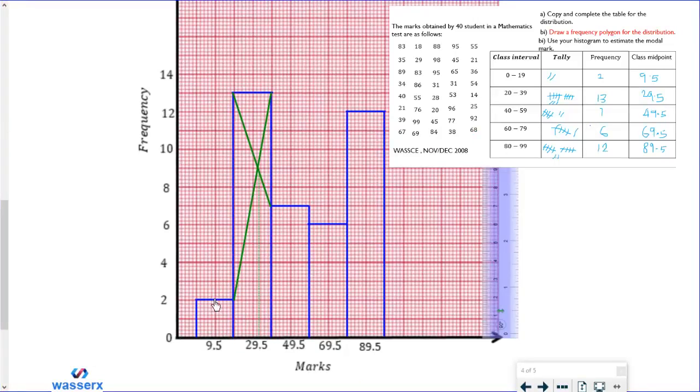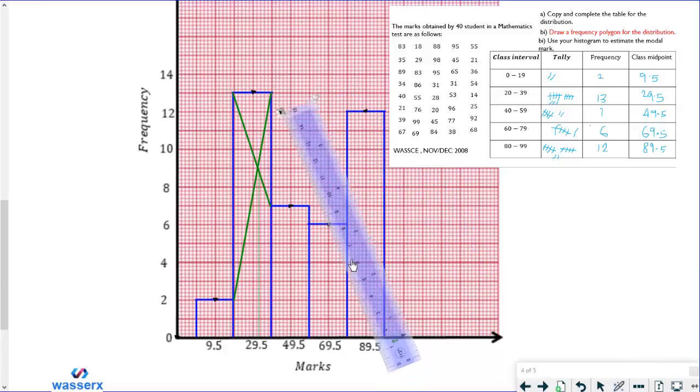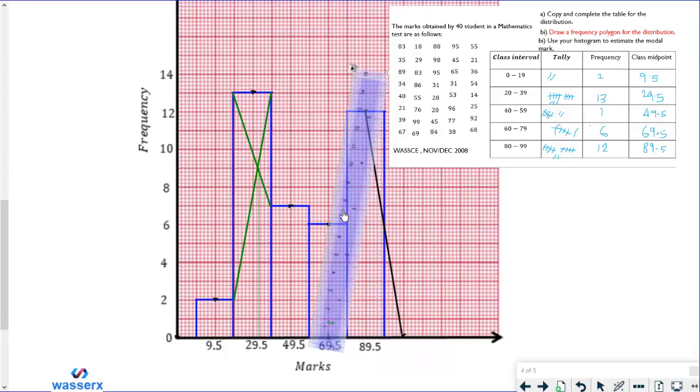44.5. If the question had asked us to draw a frequency polygon, then we would have joined the midpoints of the histograms by adding a cross above and below. So we use our straight edge and connect all these midpoints. That's why we are saying that drawing a histogram and a frequency polygon is almost the same thing. But it's not a necessity that you should draw a histogram before you can draw a frequency polygon.